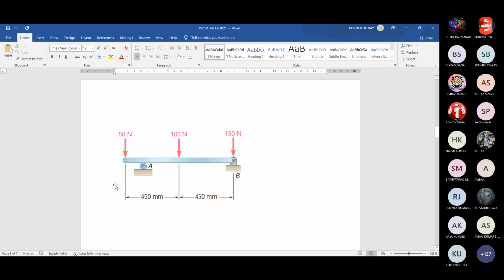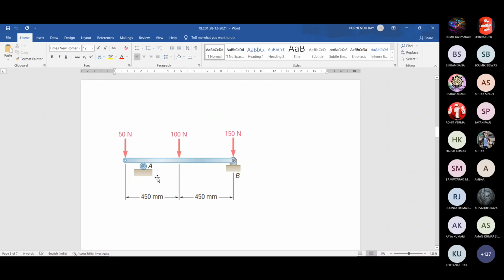So you assign one sense, clockwise or anticlockwise, positive. If clockwise is positive, then RA multiplied by 750 positive, minus 100 multiplied by 450, minus 50 multiplied by 900. From that equation, when RB is directly eliminated, we get the value of RA.